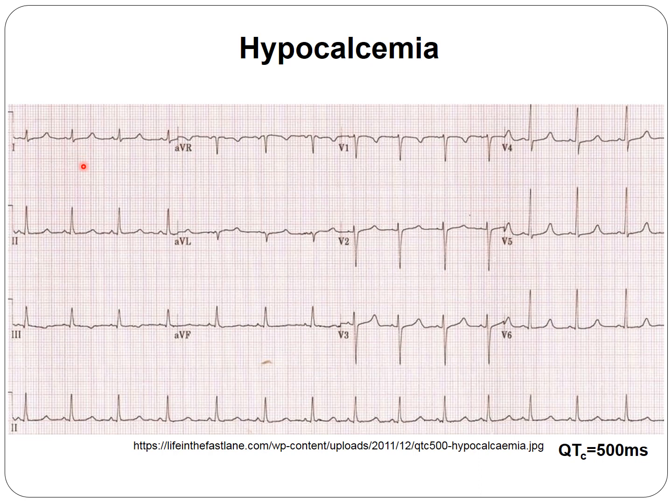Looking for a pathological Q wave, we do not have any. The R wave progression in the chest leads is fine. The ST segment is okay. Looking at the QT interval, however, you can see that it is elongated. It's about 500 milliseconds, so that can be the sign of hypocalcemia.